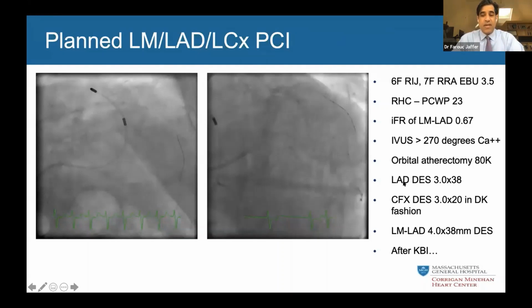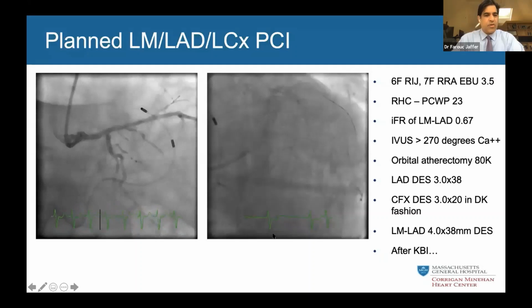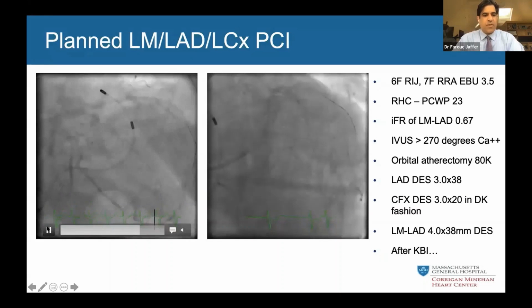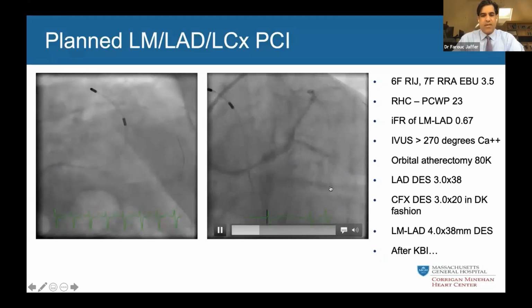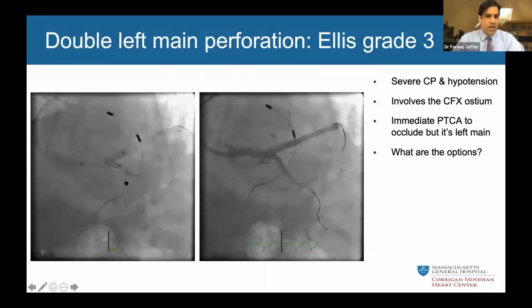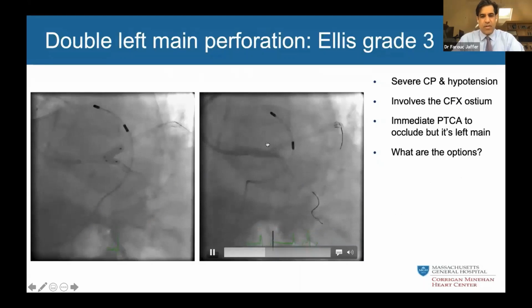Then LAD DES stenting into the proximal LAD, and then we addressed the left main with a circumflex DES in DK fashion, followed by a final left main to LAD second stent. And after rewiring and doing kissing balloon angioplasty, we had a concerning result here. So this is first after the DK results. So here's the angioplasty, and now we have this result here.